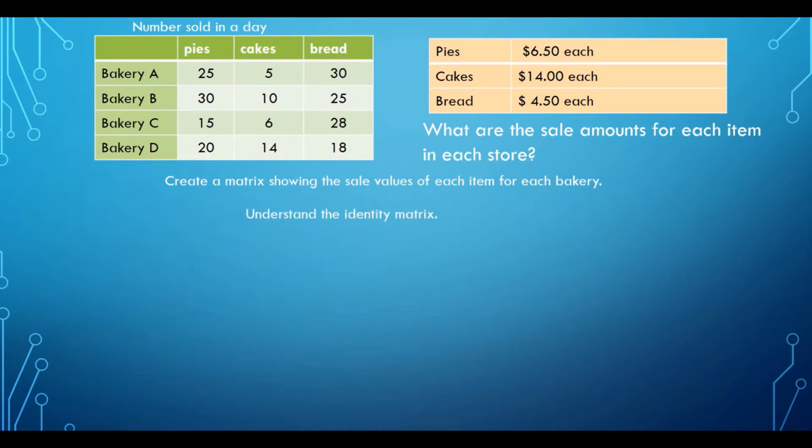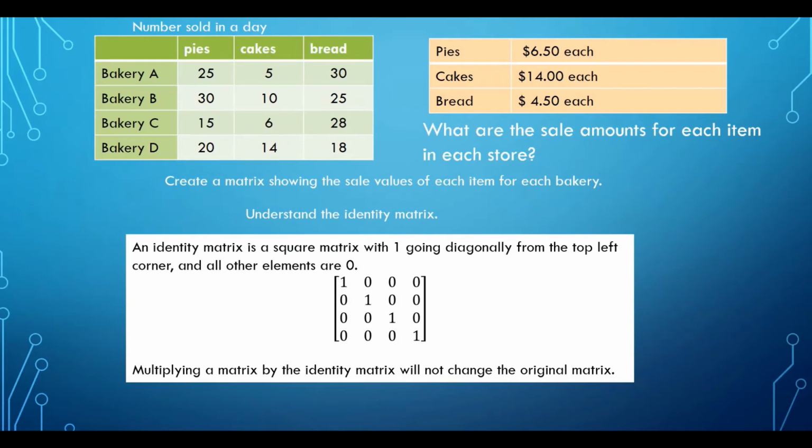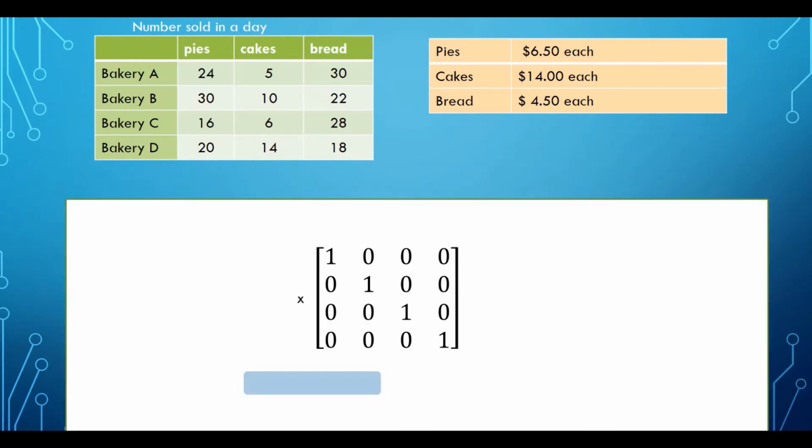Before I can do that, I need some understanding of what an identity matrix is. Now, an identity matrix is a square matrix with one going diagonally from the top left corner to the bottom, and all of the other elements are 0. Now, multiplying a matrix by the identity matrix will not change the original matrix. So let's have a look at what happens.